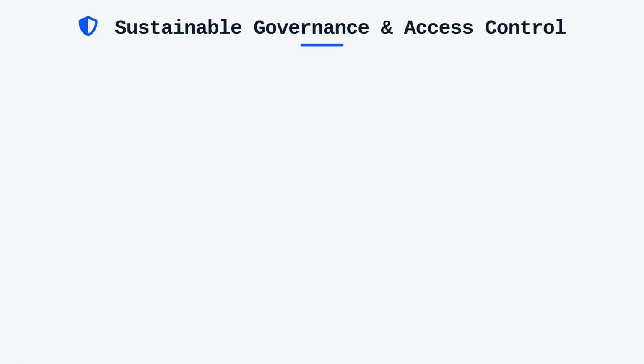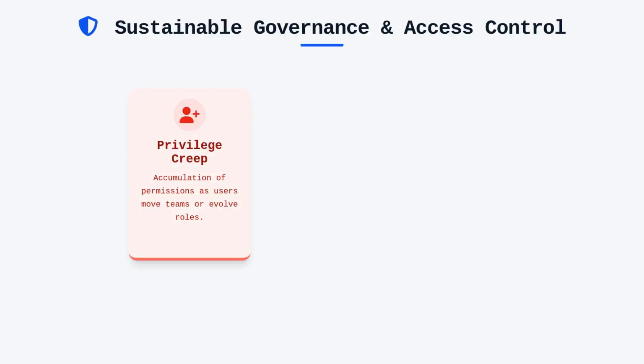Finally, sustainable governance relies on regular access reviews and attestation processes to ensure that current permissions continue to align with changing business needs. Over time, users naturally accumulate permissions as they move between teams or take on new responsibilities, a phenomenon often referred to as privilege creep.